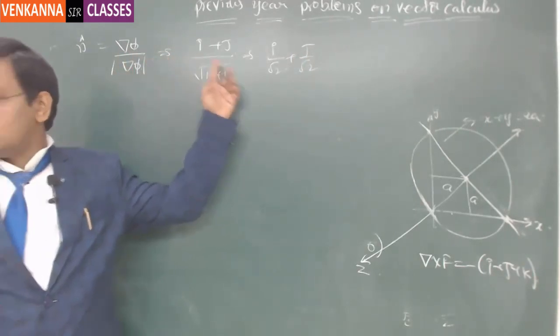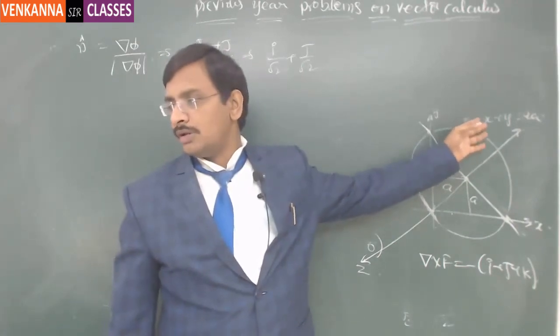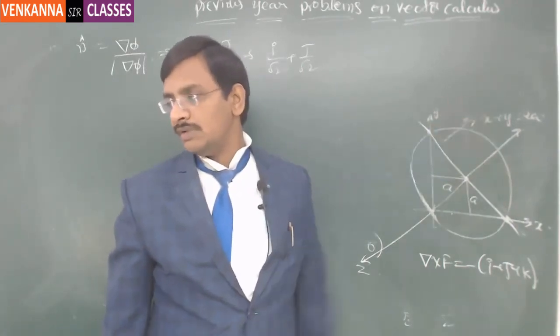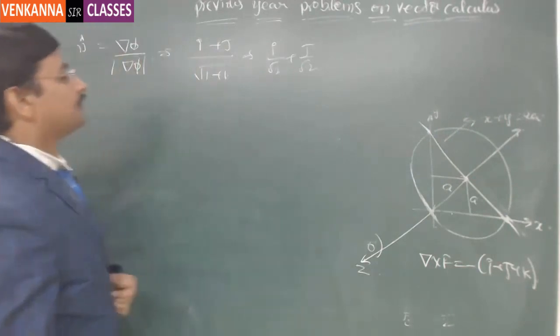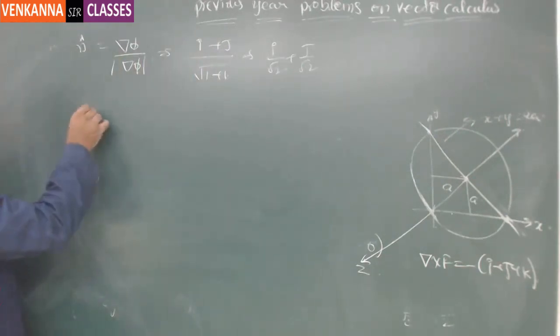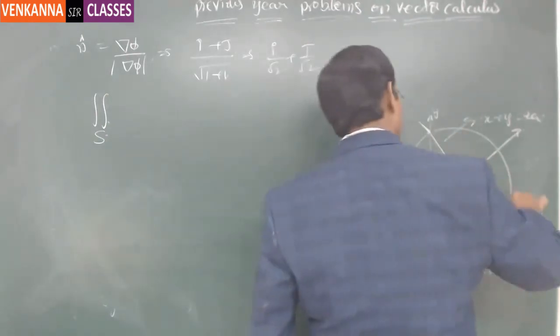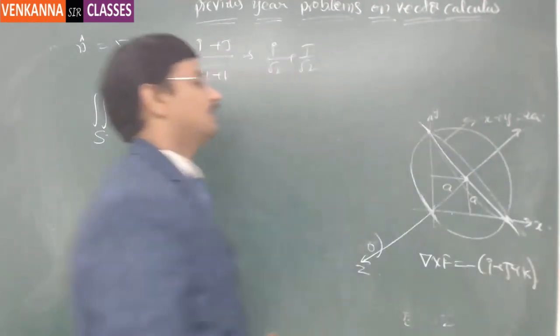Del phi is ∂/∂x operated on this times i, and ∂/∂y operated on this times j, and ∂/∂z anyway 0. So this is the unit normal vector. Now this is going to be a double integral over the surface, the surface given by this particular shape. So this is a circular shape for us.